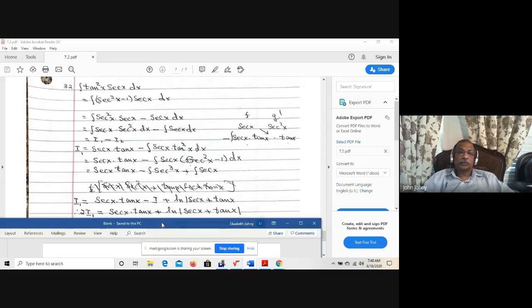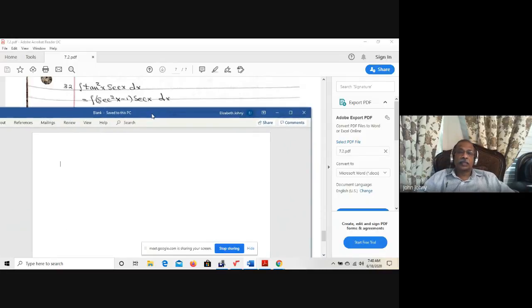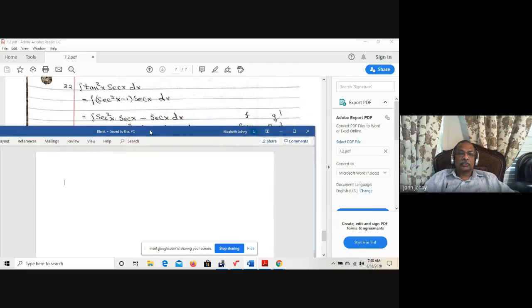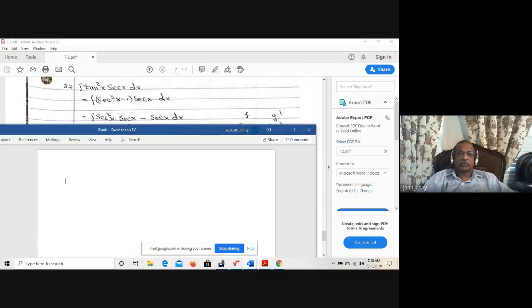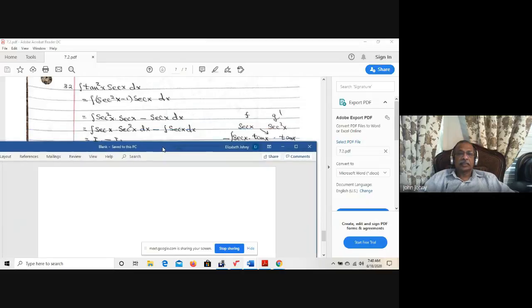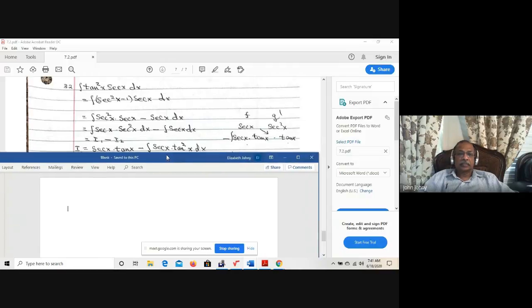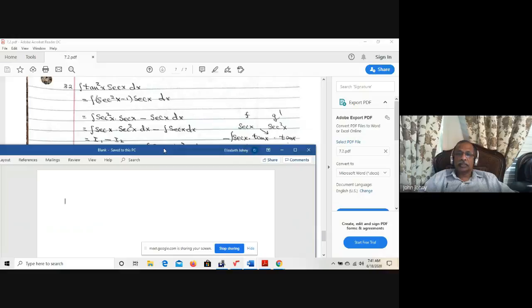Number 32. This is the integral of tan square x times secant x dx. Rewrite tan square x as secant square x minus 1. You get secant square x times secant x minus secant x dx. That is the integral of secant x times secant square x minus the integral of secant x dx. You call it I1 minus I2.